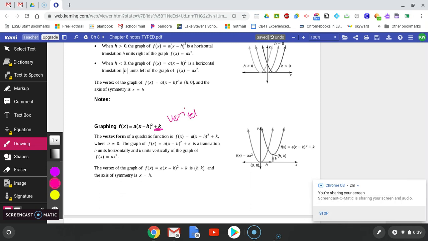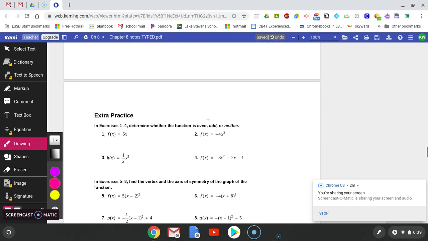Oh, that didn't write well. Vertical translation. Okay? So that tells you how far up or down. Remember, vertical is always the one that makes sense. It's the direction that you think it would be.